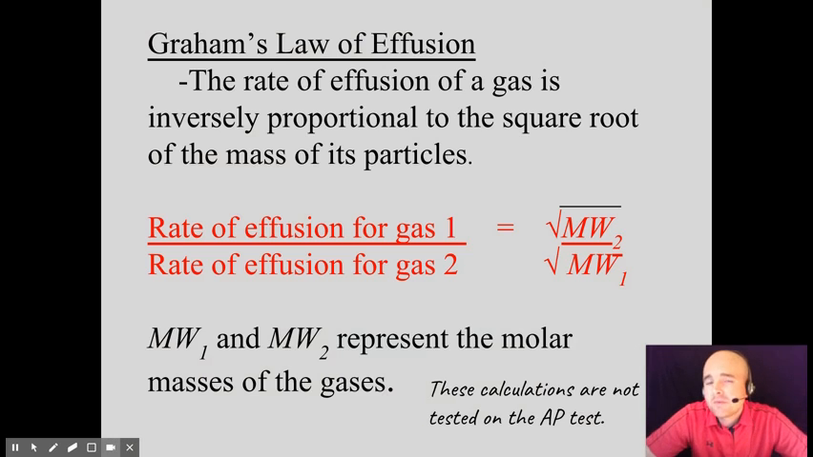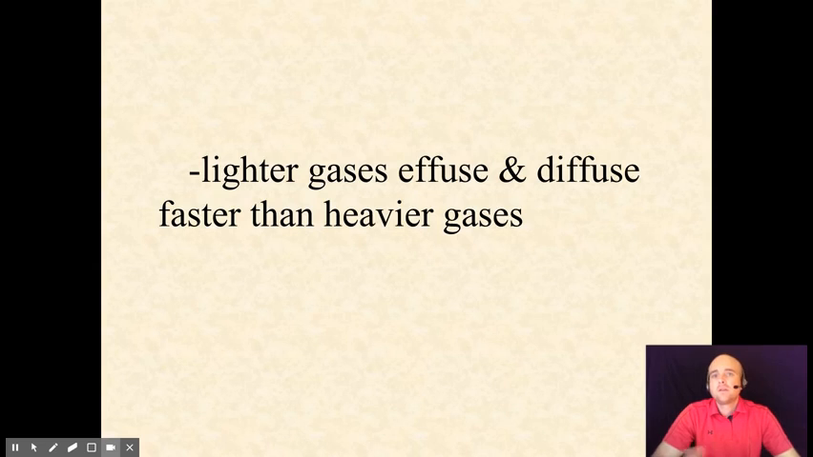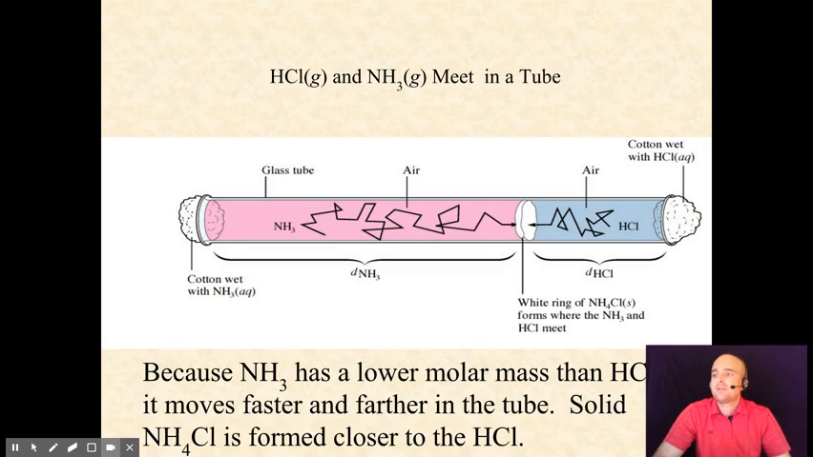This will follow a formula that's not on the AP test. The actual math is not on the AP test, but the concepts of effusion and diffusion are, where they're based off of their molecular weights. And it makes sense that the lighter gases will diffuse faster because they're smaller, and they also have higher velocity. So that would make sense why they would diffuse faster than a heavier gas.